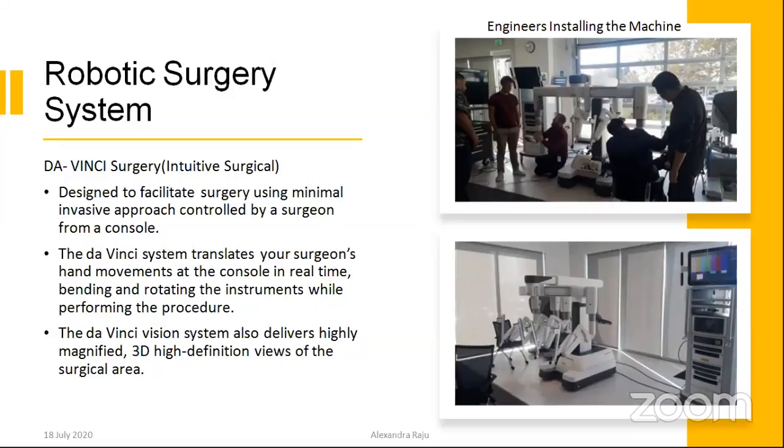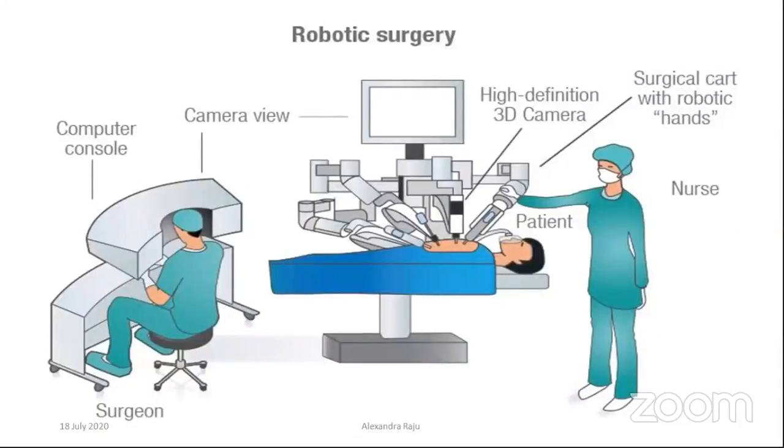Can you go to the next slide, sir? So the surgeon is operating the robotic surgery system with their fingers. The surgeon's hand movement at the console is translated in real time, bending and rotating the instrument while performing the procedure. It has a high definition 3D camera as one arm. The other three arms perform the surgery. One arm is dedicated to the camera. So this is the latest advancement in the surgical process. Other major equipments are available in the next slide, sir.